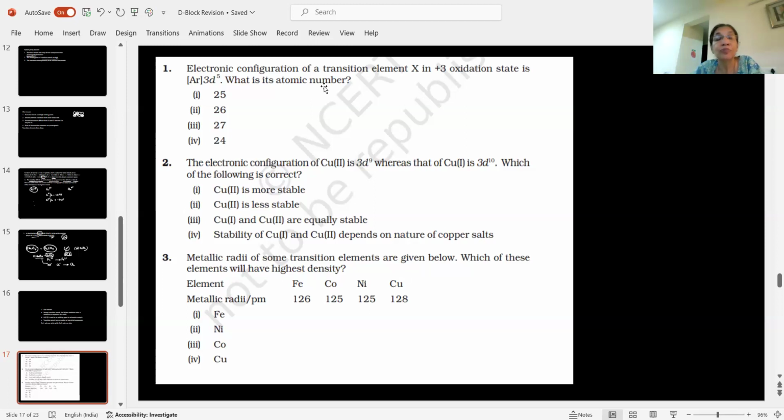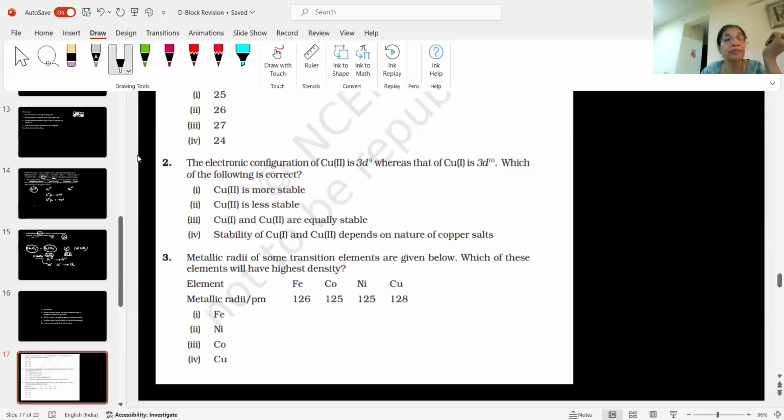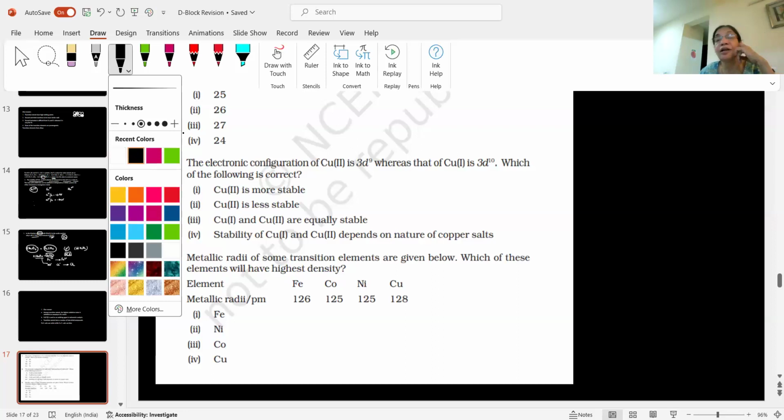Okay, so let us do a few of these questions. Electronic configuration of a transition element X in +3 oxidation state is [Ar]3d5. What is its atomic number? Can you tell me? In +3 oxidation state, it is [Ar]3d5. So what is its atomic number? This is easy for you, Sai Kalyan.